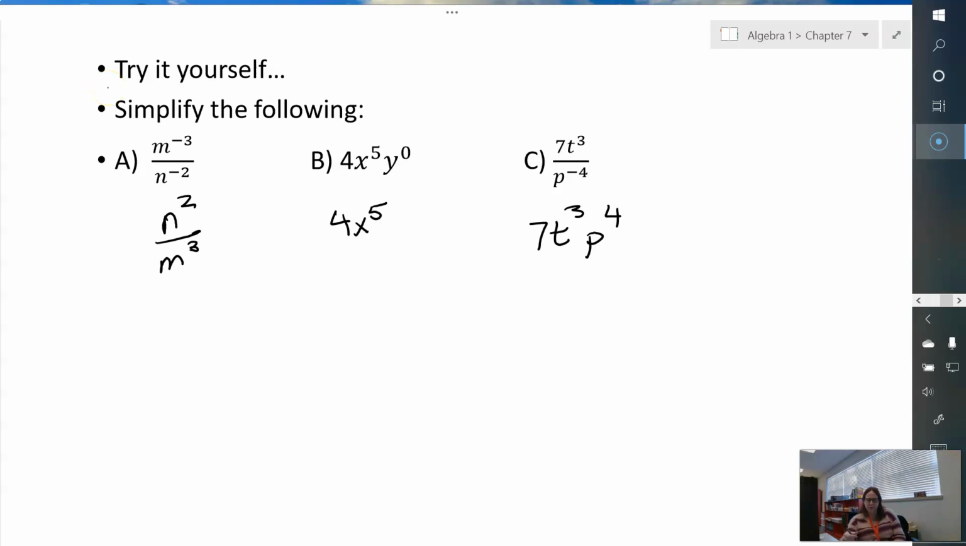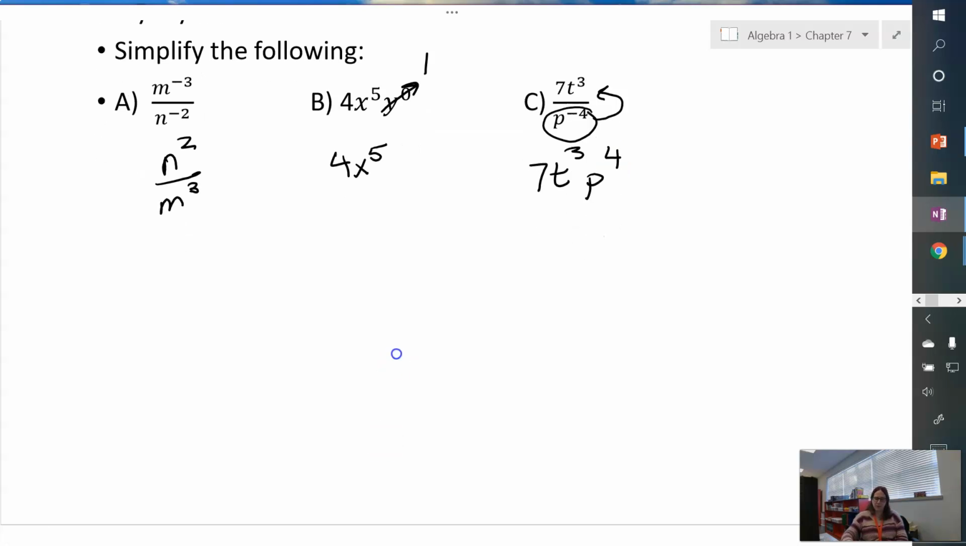Okay, we're back. Did you move n to the negative 2? Move that to the upstairs, so that becomes n squared. Move m to the negative 3 downstairs, so that becomes m to the 3. So our total new expression is going to be n squared over m to the 3. On b, y to the 0, anything to the 0 is going to equal 1. And you don't have to multiply by 1, so just write 4x to the 5th. And then on c, p to the negative 4, move that upstairs. So you get 7t cubed p to the 4.